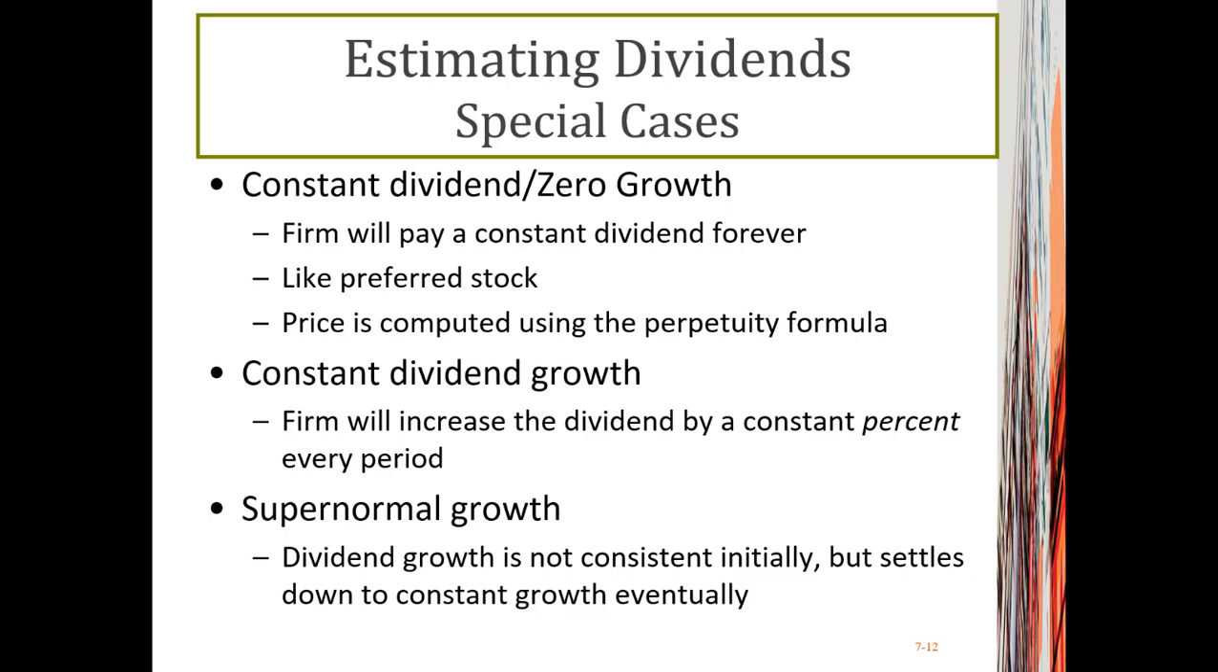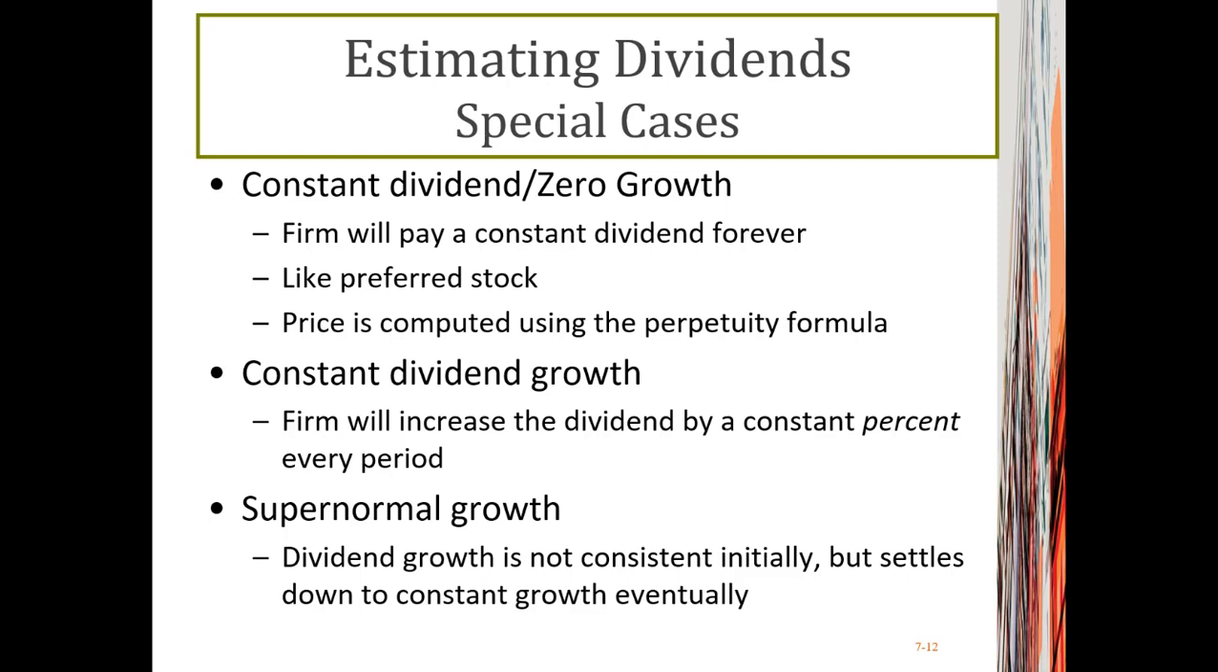I mean, some companies do not have any growth in dividend. In that case, it is constant dividend or zero growth, and this is a typical case for preferred stocks. And for most preferred stocks, the dividend payment is fixed, so there's no growth. So if that is the case, how can we calculate a preferred stock price?